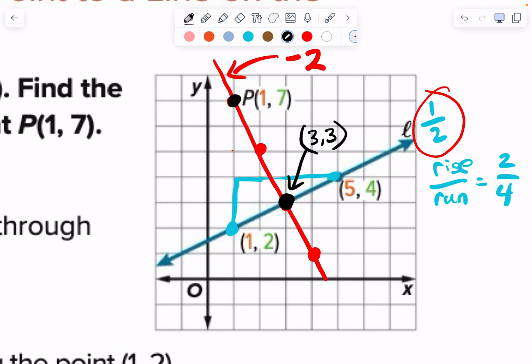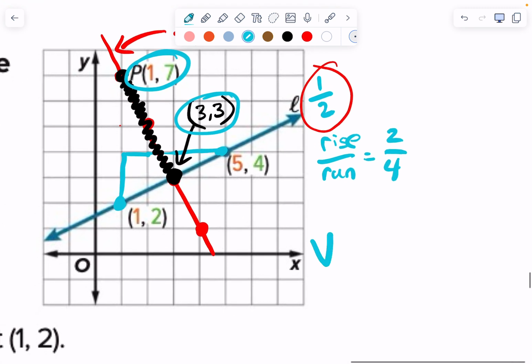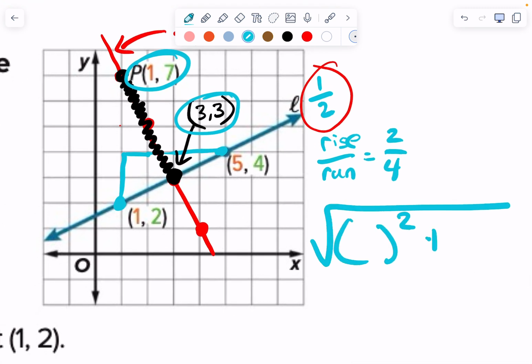That black dot's at 3, 3. It hits nicely at 3, 3, yeah? Okay, so how do I find this distance then? You calculate it. Distance formula, right? I'm doing the distance from 1, 7 to 3, 3. Yeah? Distance formula. All right, square root of this guy squared plus this guy squared.